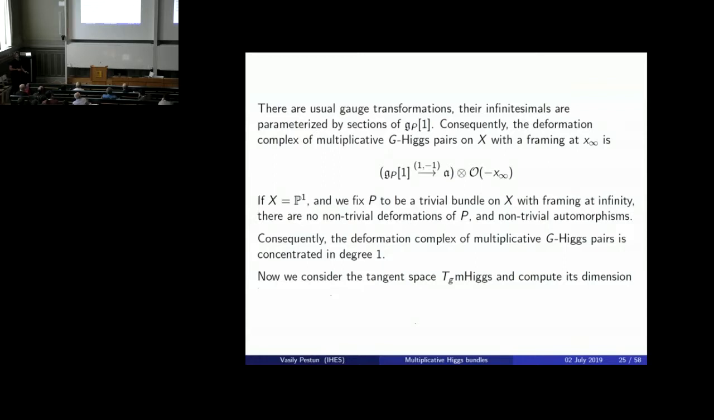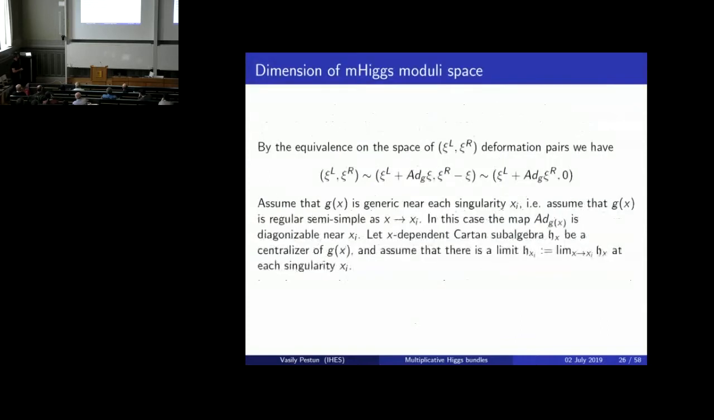Now, if you go to the rational case with the framing fixed at infinity, where you pick a trivial G bundle on P1, there are no non-trivial automorphisms of it because we fixed the framing at infinity and because there are no non-trivial holomorphic functions. So in this case, all deformations sit in this term, and we forget about the other term. Now let's consider this tangent space and compute its dimension. So this is the equivalence relation, and we can check, for example, that we can change the right section to 0 by adding the corresponding shift to the left section.